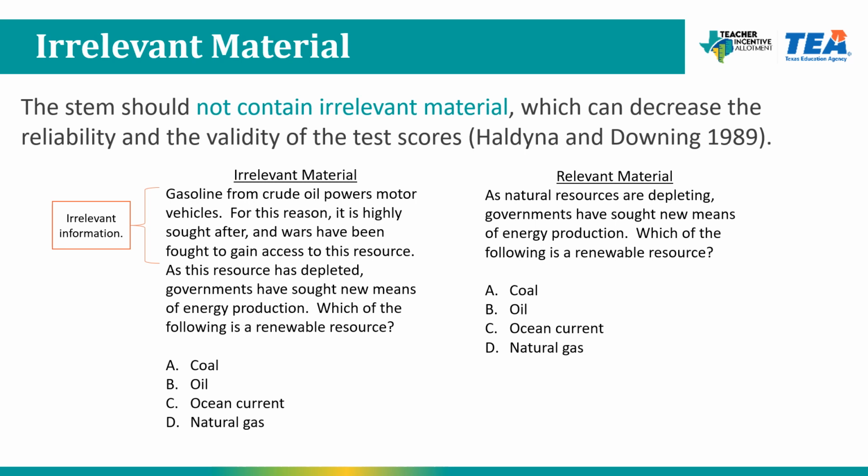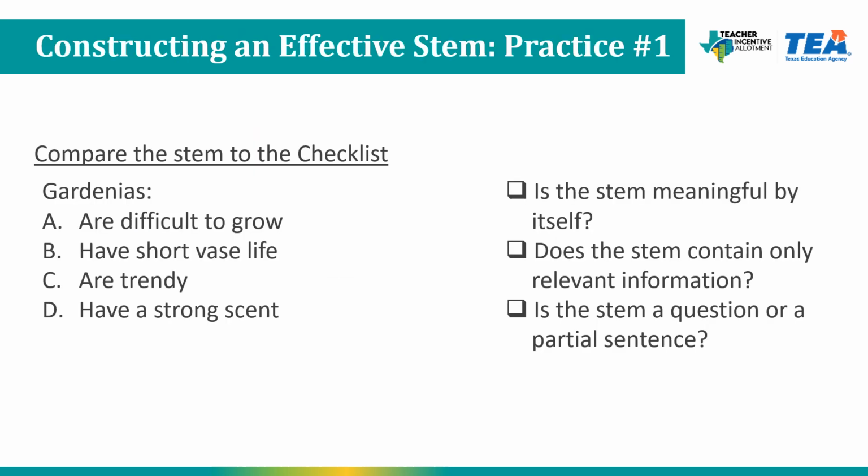By eliminating irrelevant information from the STEM, we create a clear path for students to demonstrate their understanding without unnecessary distractions. This ensures that the data obtained truly reflects their knowledge, enhancing the reliability and effectiveness of the assessment. Pause the video and use the checklist to determine if the item meets the components of constructing an effective STEM. Once complete, resume the video.